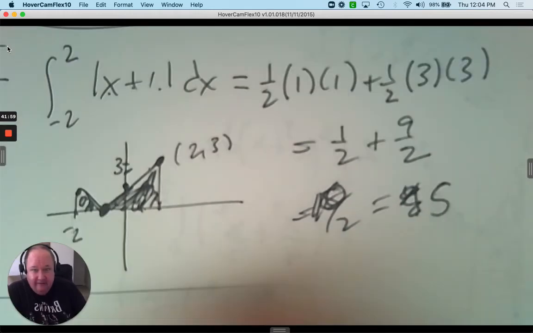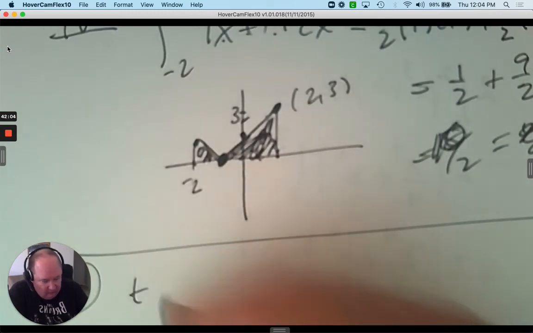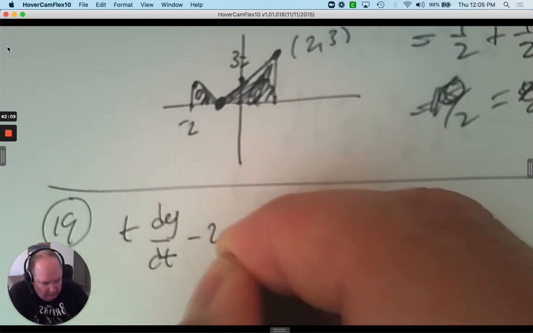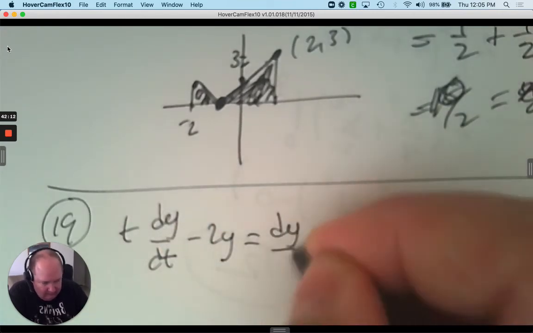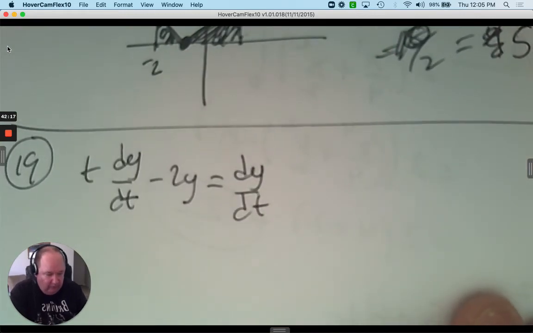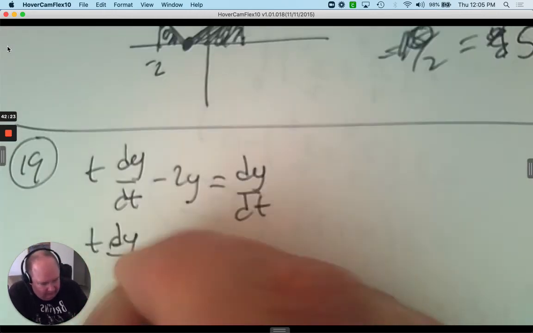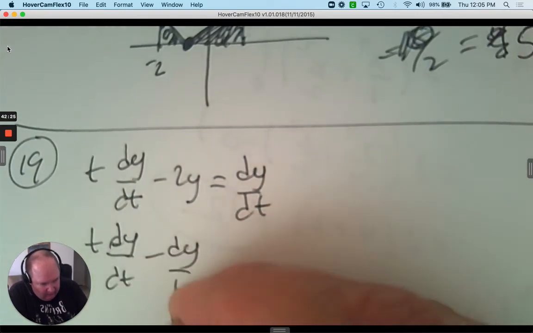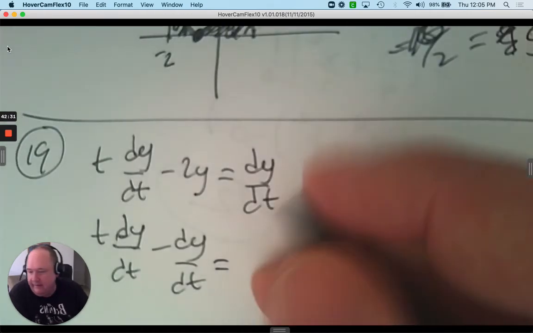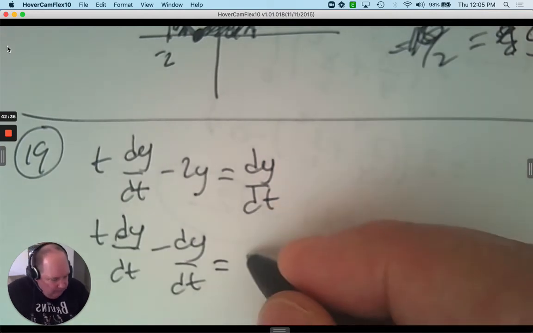All right. We're actually on to number 19. We did 17 and 18. We're on to 19. So a general solution. They'll give you a diffy Q: t times dy by dt minus 2y equals dy by dt. All right, and this is solve for y. So there you go. Combine like terms. So we're going to bring this together. I'm going to subtract dy by dt, and then I'm going to add 2y.